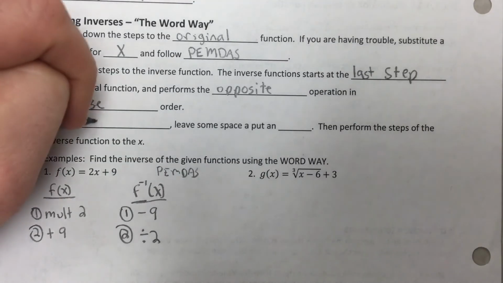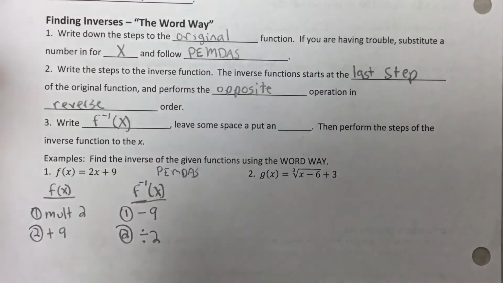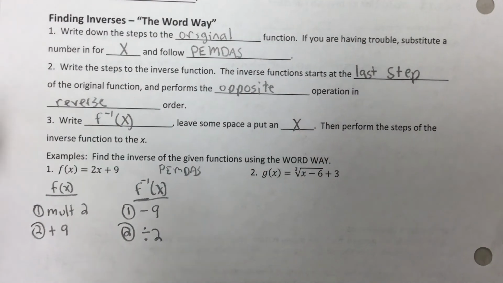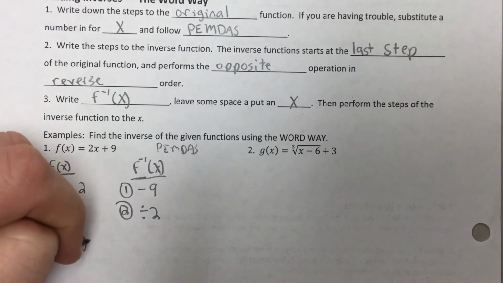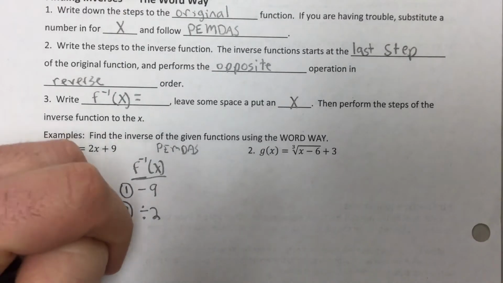And then what you're going to do is write f inverse of x, leave some space and put an x. Then perform the steps of the inverse to the x. So I'll write f inverse of x equals, put that equals there. Leave some space, put an x.